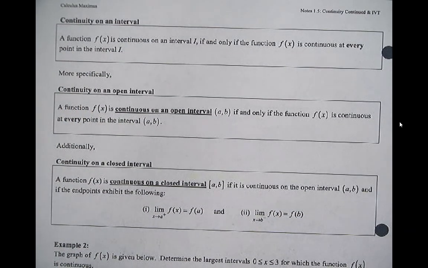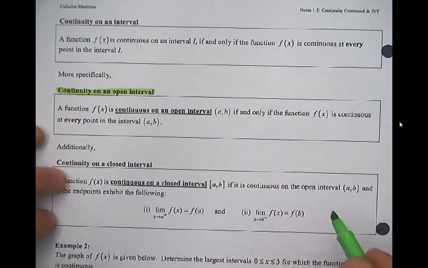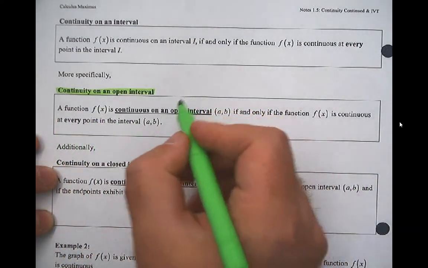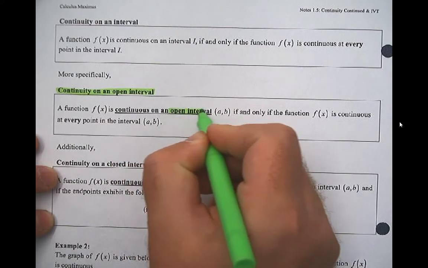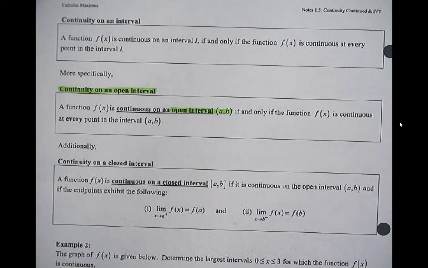Now let's talk about what we mean when we're talking about continuity on an open interval. A function is continuous on an open interval a to b, notice we're not including the a or the b, if and only if the function f of x is continuous at every point in the interval a to b.